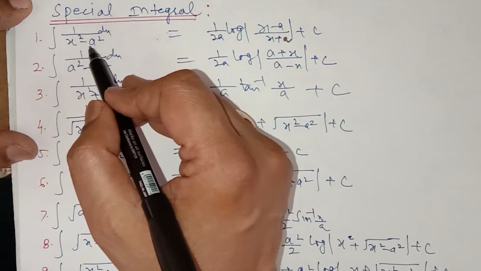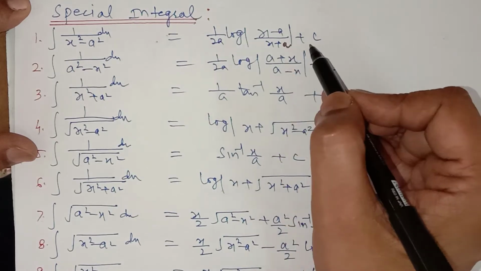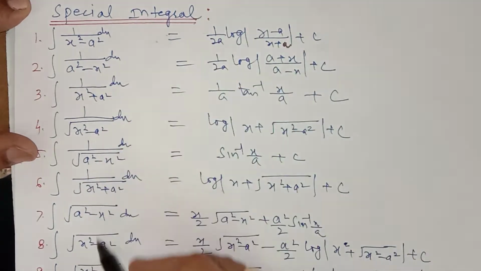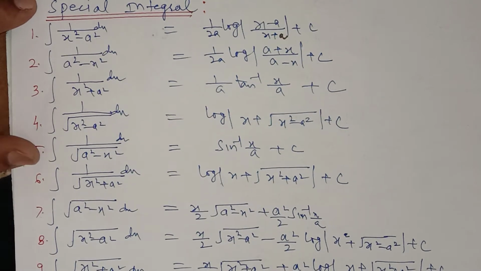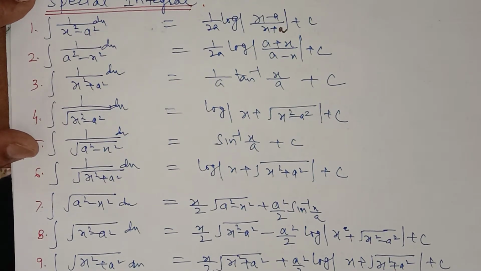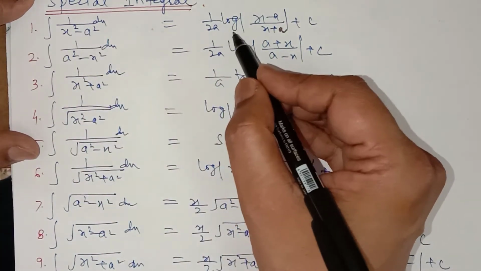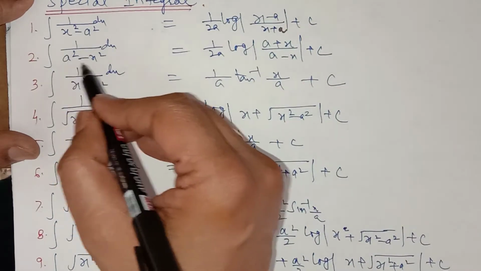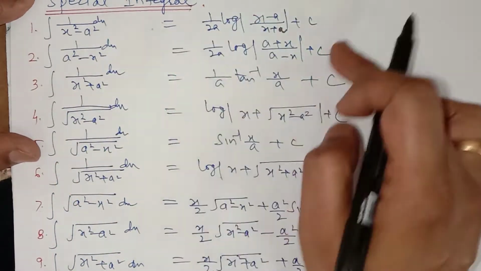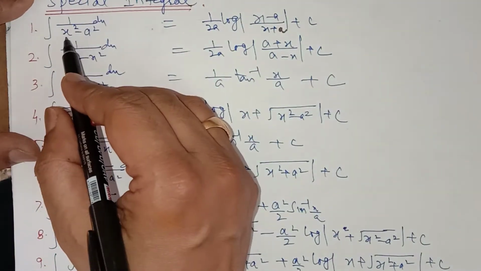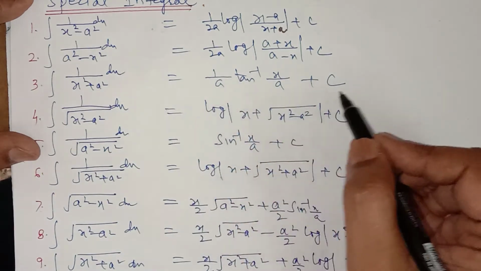So 1 upon x square minus a square is equal to 1 upon 2a log x minus a upon x plus a plus c, and we are not proving these integrals. Simply you learn these and we'll discuss the proof of these integrations later on. 1 upon a square minus x square is equal to 1 upon 2a log a plus x upon a minus x. See the difference between these two: here we have x square first, and there we have minus x square. 1 upon x square plus a square is equal to 1 upon a tan inverse x upon a plus c.